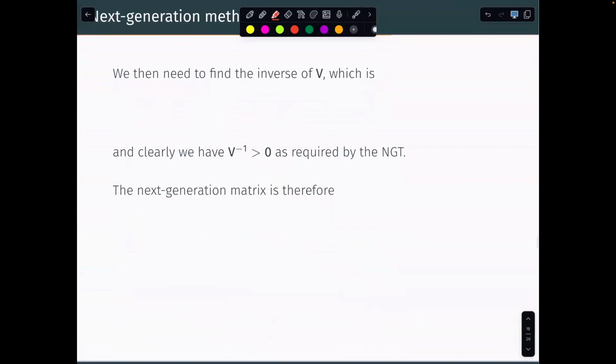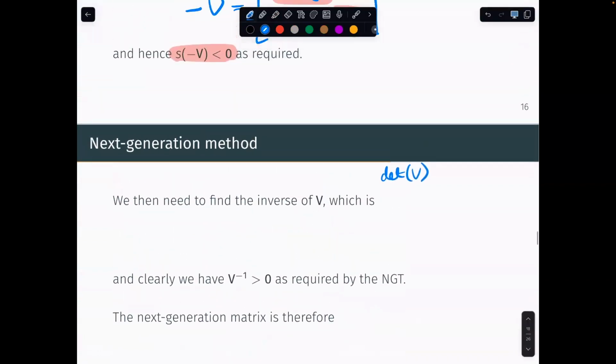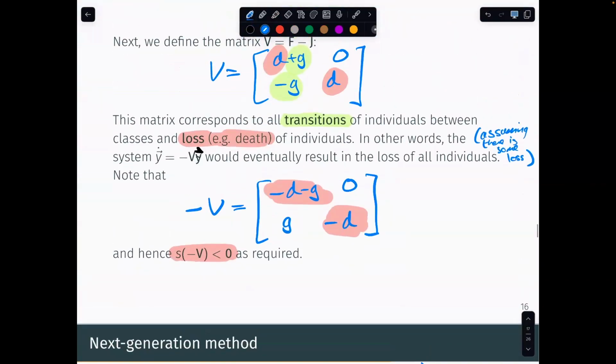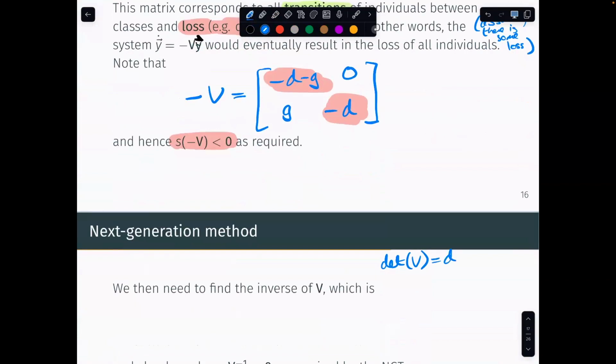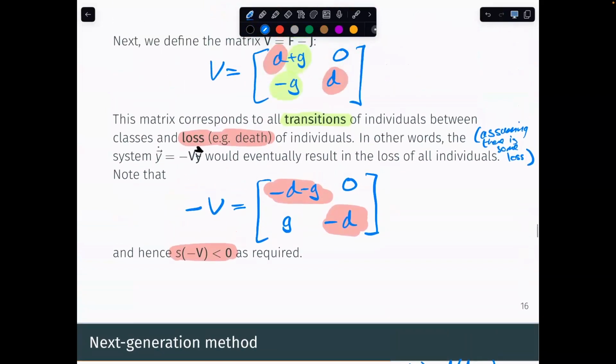So we need to find the inverse of a 2x2 matrix. First of all, what is the determinant of V? We can work out the determinant of V, it's pretty simple. It's just going to be D times D plus G. So it's just the product of the elements on the main diagonal of this matrix here.